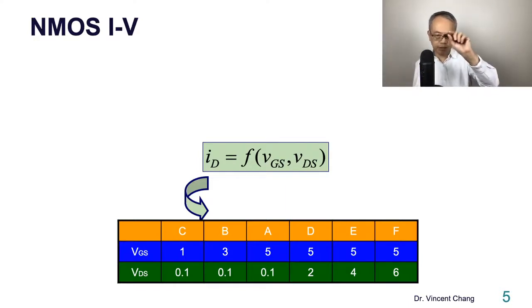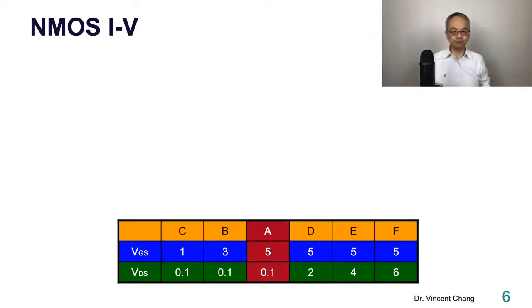On the top is the value of VGS. On the bottom is the value of VDS. For example, point D corresponds to VGS equals 5 volt and the VDS equals 2 volt.